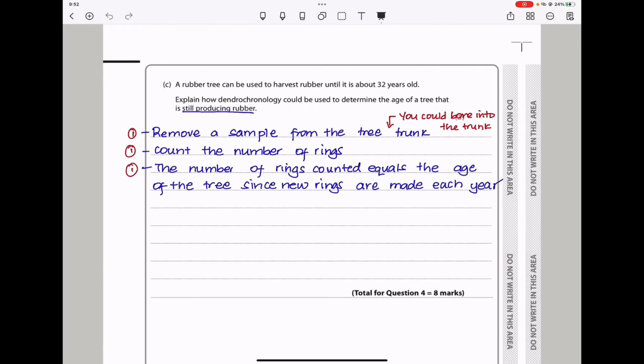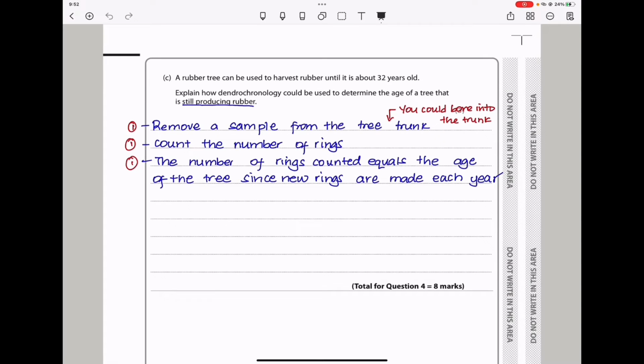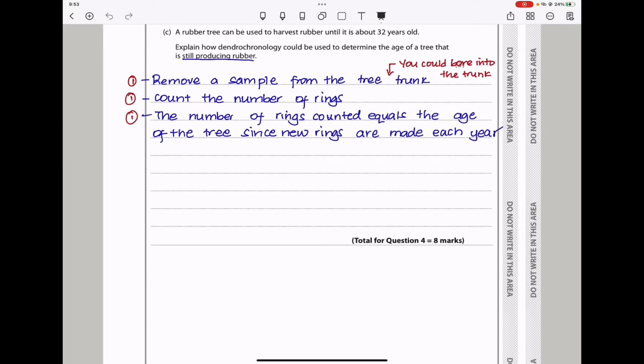Moving on. In part C, a rubber tree can be used to harvest rubber until it is about 32 years old. Explain how dendrochronology could be used to determine the age of a tree that is still producing rubber. Because this tree is still producing rubber, it is not going to be cut down, so we'll need to remove a sample from the tree trunk. This could be done by boring into the tree trunk, and then we use the sample to count the number of rings. The number of rings counted should equal the age of the tree, since new rings are made each year. So this brings us to the end of question 4. Let's continue to question 5.